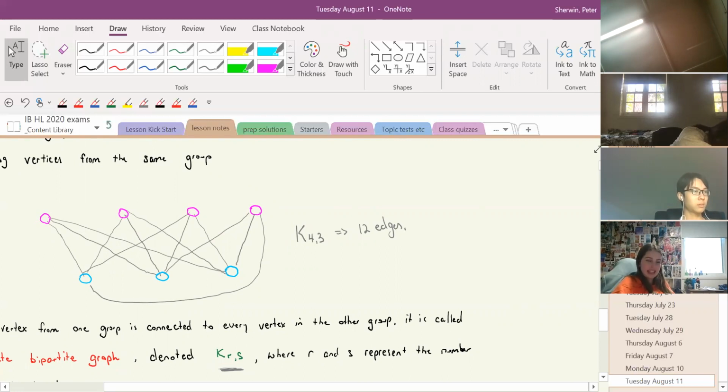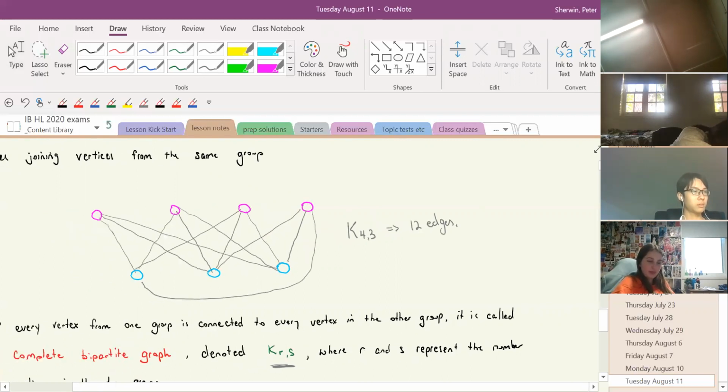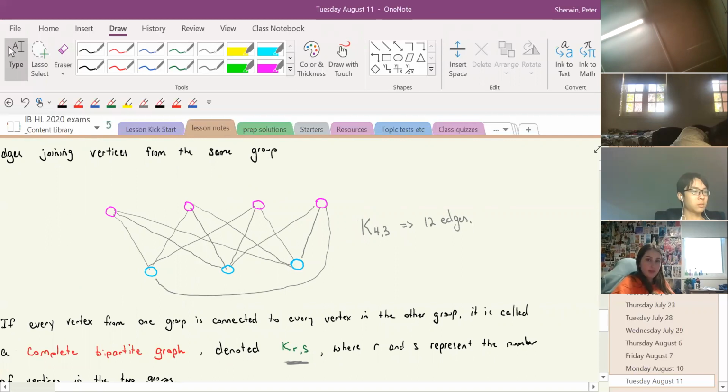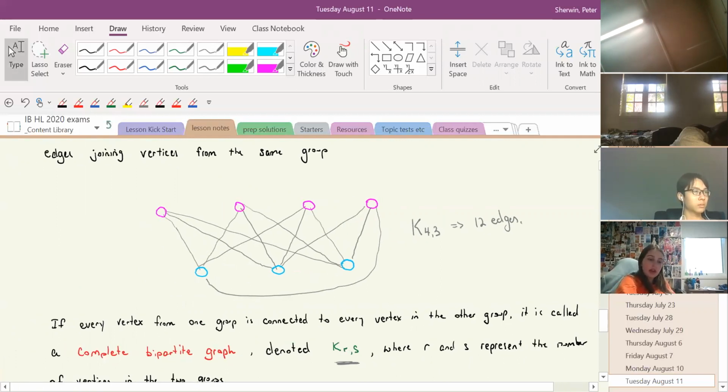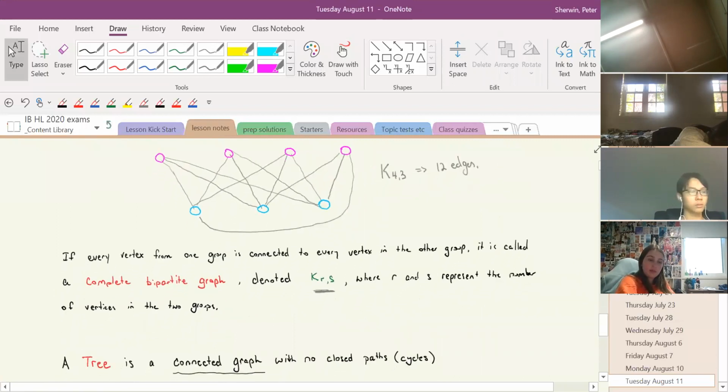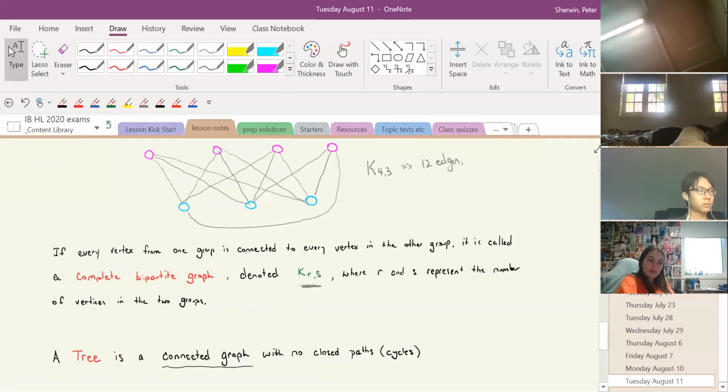But you're looking to identify groups of points that don't connect with each other, but do connect with other groups. So you're looking to try and isolate two teams of points, if you like. Okay. Yeah. We'll get some practice of that as well.